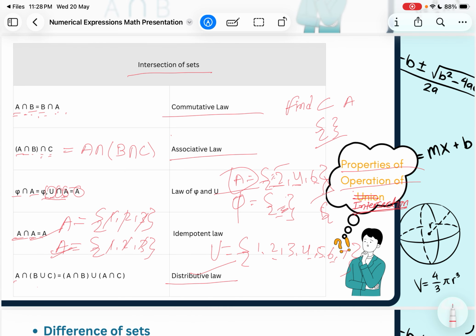Now the distributive law. A intersection B union C is equal to A intersection B union A intersection C, and if we unite all these answers, suppose this is X and this is Y, then it will be equal to this. If you want, you can try it on your own and try to prove it.